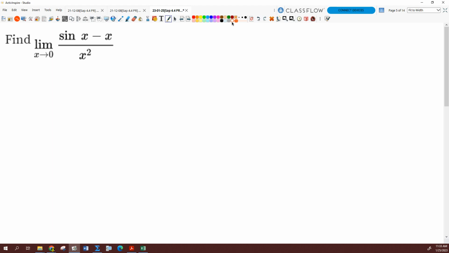So what are we going to do then? Okay, differentiate the top and the bottom. So this would equal the limit as x approaches 0 of what on the top? Cosine x minus 1, on the bottom? 2x. Okay, let's try that one. What's the cosine of 0? 1. Okay, so I get 0 on the top, and 0 on the bottom. What do we do? Do it again.